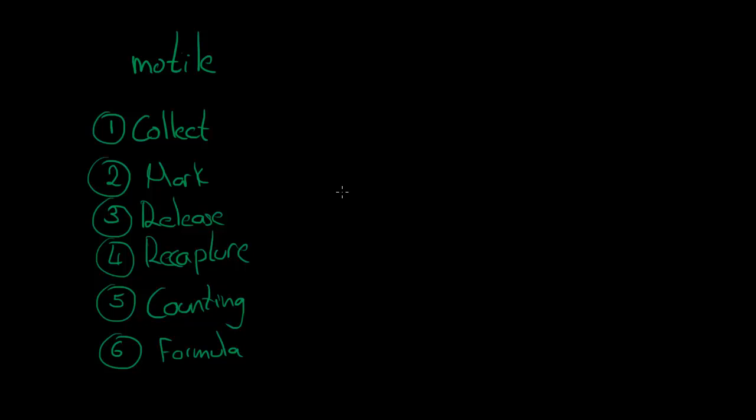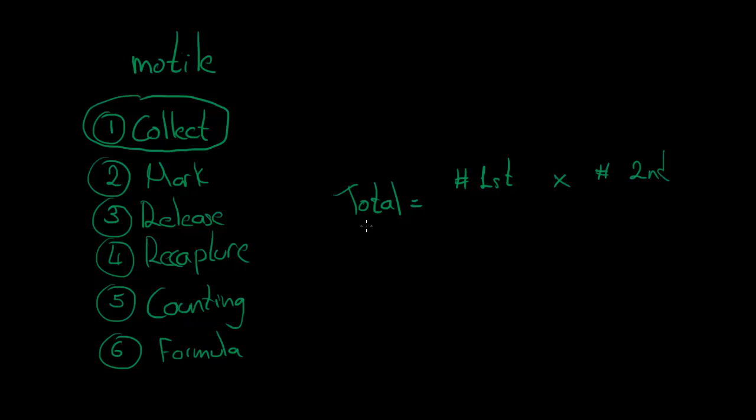Now, what is the formula? This formula says that the total number of the population is the number of the first sample that you took, so basically in step 1, times the number of individuals you took in your second sample, so step 4, divided by the marked individuals that you observed in step 4.